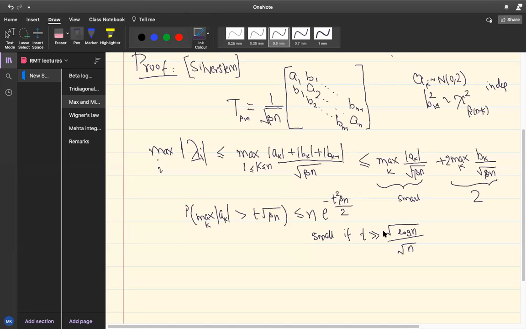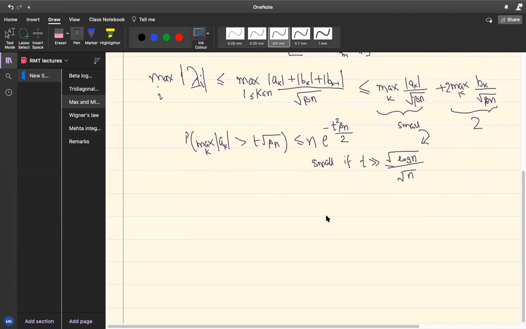Let's say here we have a large constant. Then you see that the exponent, t squared times n, will have a large constant times log n, which will bring a 1 over n to some power. So this will be going to 0. So this will be fine. This t cannot be much larger than this. So this whole thing is small, by that I mean as small as something like square root log n over square root n. That's all. And what about the bk's? Bk squared is chi square.